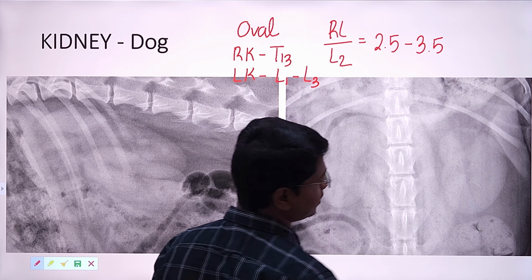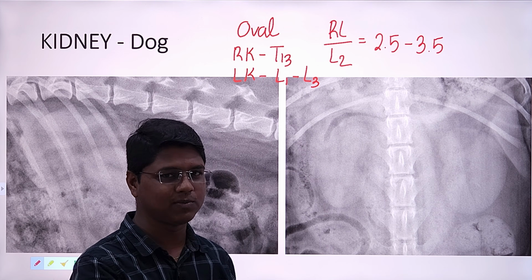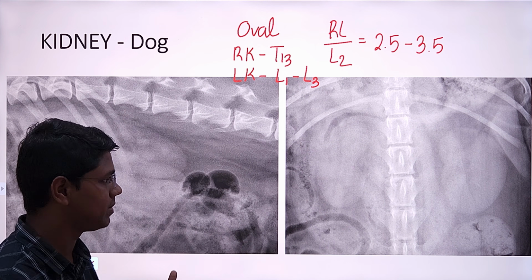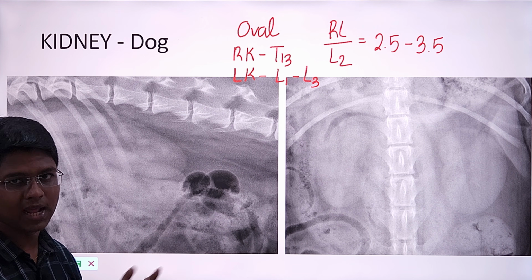If it is beyond 3.5, say exactly 3.6, it's all right. If it is significantly more, then it may be a case of renomegaly. If it is significantly less, then it may be renal hypoplasia.